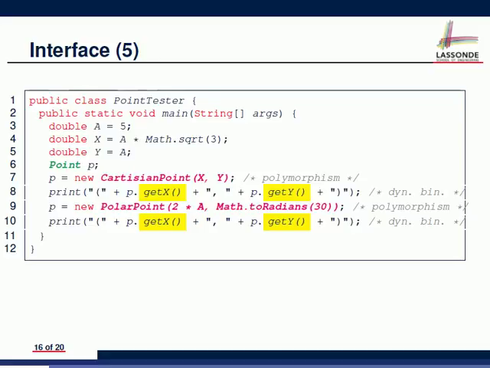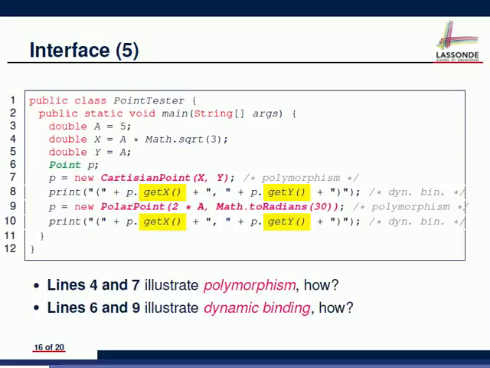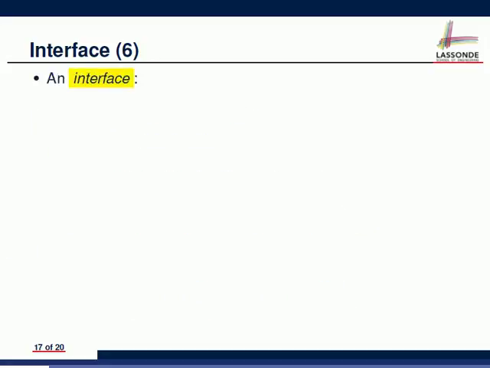In polar point, right? Yes, good. Exactly. So now you will call the polar point, because at the point of line number 10, the dynamic type for P is actually polar point. It's been changed. Okay? So you should really know why polymorphism and dynamic binding. Whenever I talk about polymorphism, that means I'm changing the dynamic type. Dynamic binding means that depending on the current dynamic type, it's going to call a different version of the same method.